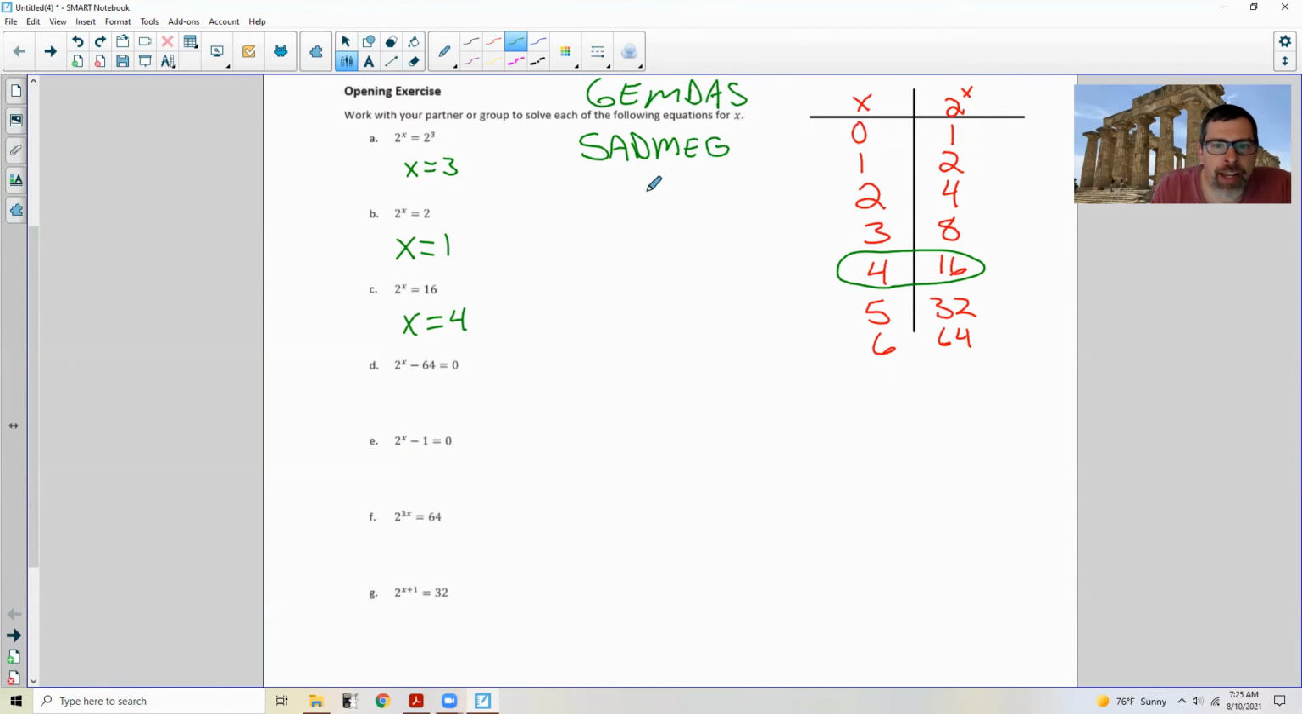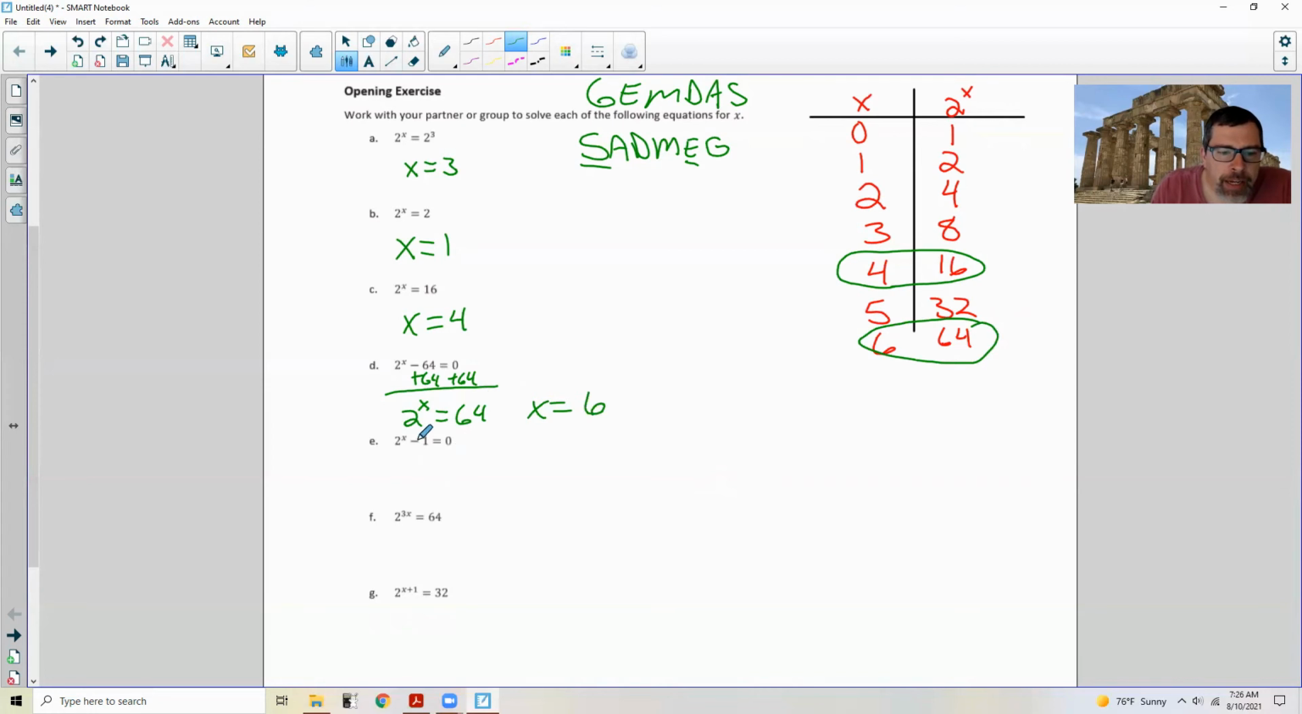So I have an exponential and I have subtraction. So what do you do first? You do subtraction first. What's the inverse of subtraction? Addition. So I'm going to add 64 to both sides. And that's going to give me 2 to the power of x equals 64. And then I look over at my table here and x has to be 6.